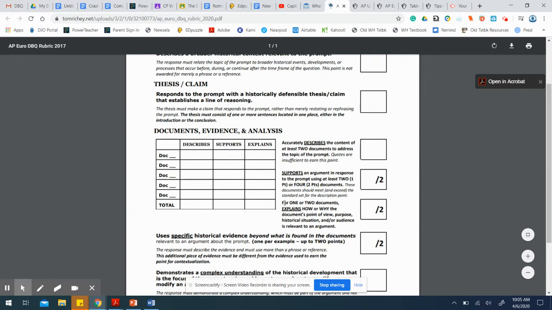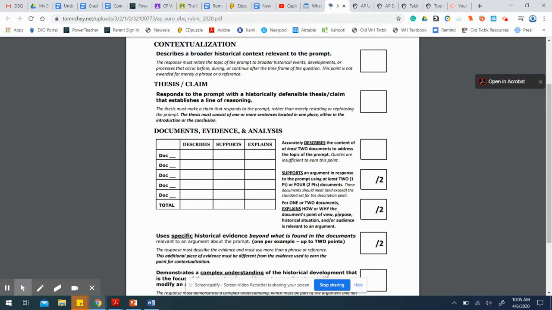And then furthermore, for 1 or 2 documents, explain how or why the document's point of view, purpose, historical situation, and or audience is relevant to the argument. So you'll take 2 documents and explain what the point of view or the purpose of that document is and how it relates to what they're being asked, okay? So you're still using the documents in 3 different ways, and you'll use specific historical evidence beyond what's in the documents. So this is really where your knowledge comes in, that's relevant to your argument.